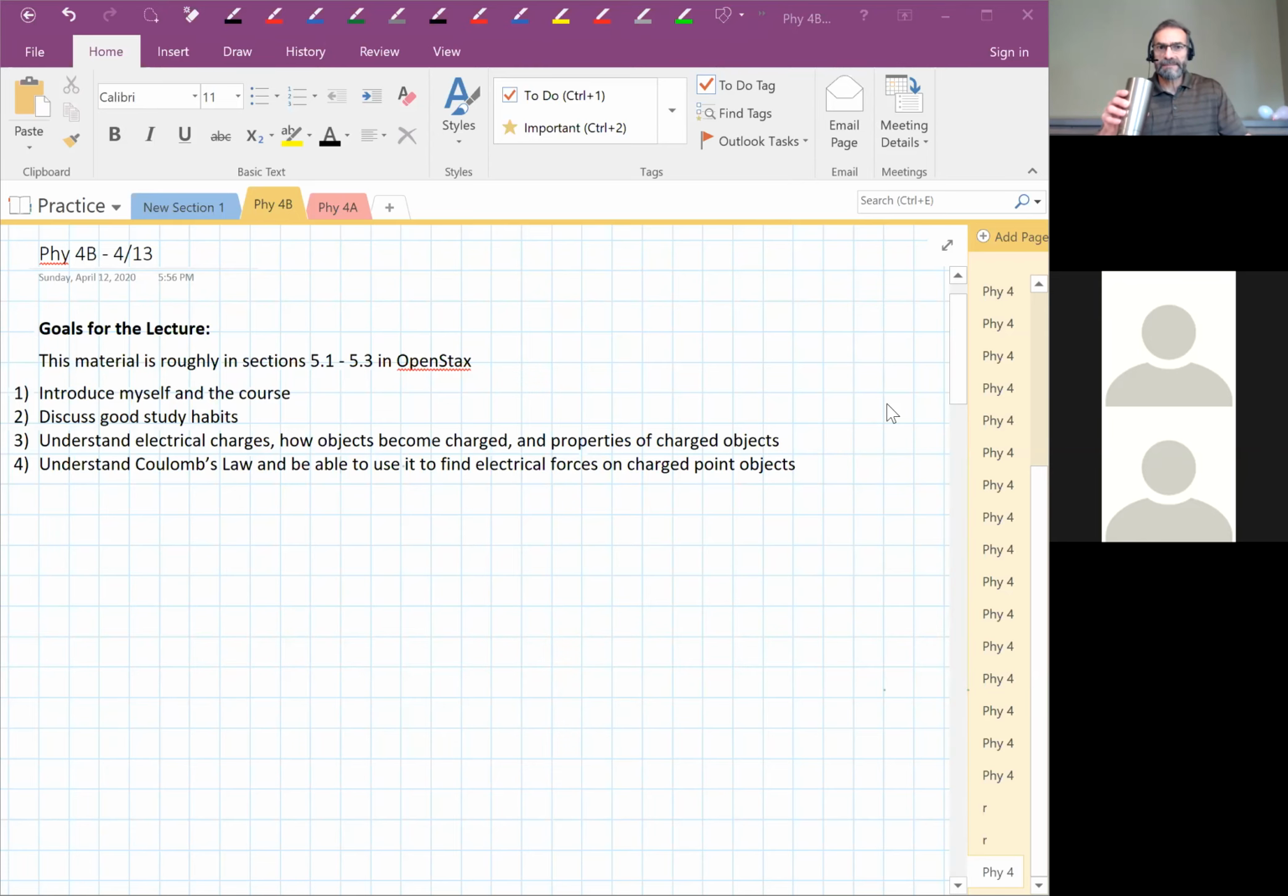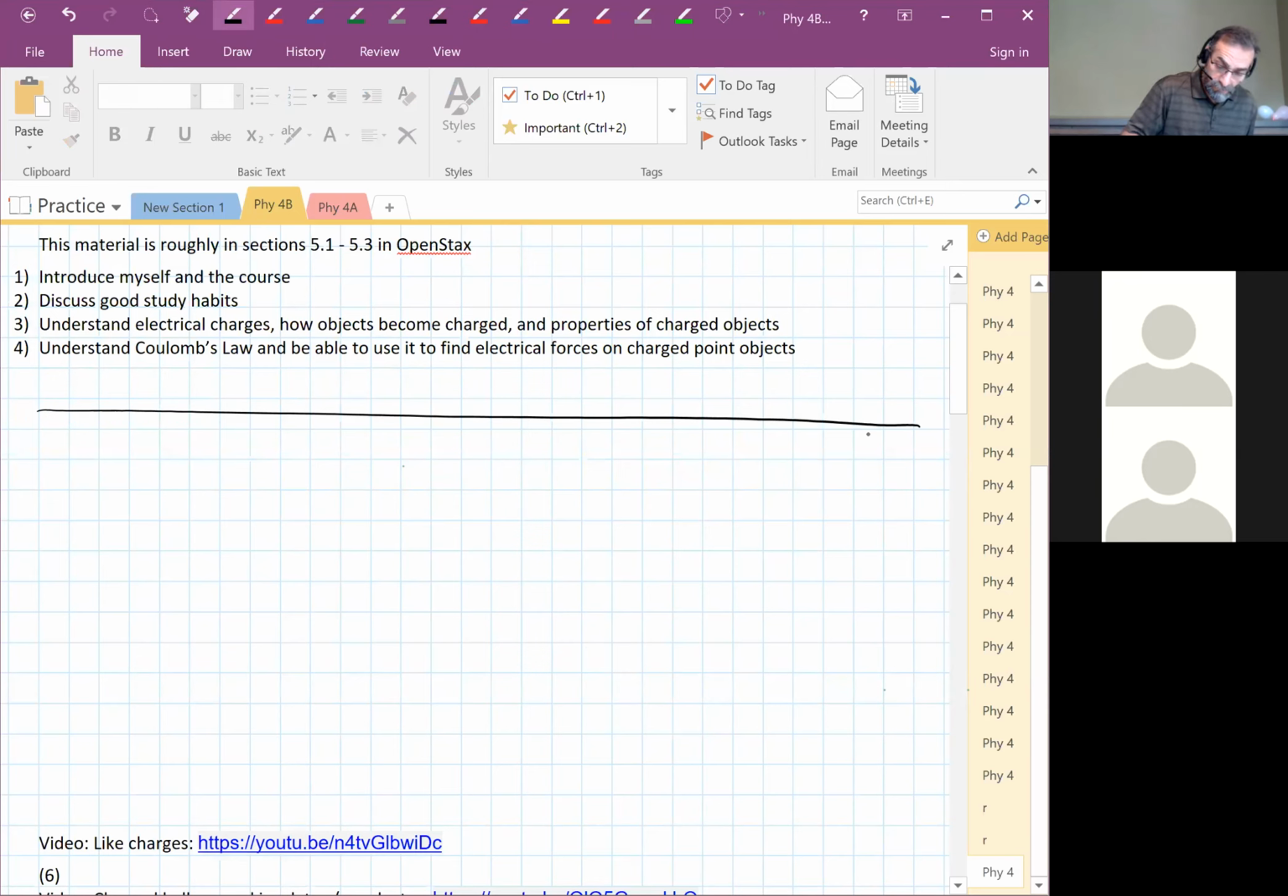Ready to start electricity and magnetism? All right, so as you're probably aware, we have two types of charges. And for some reason, they came up with the name positive and negative to describe those two types of charges.